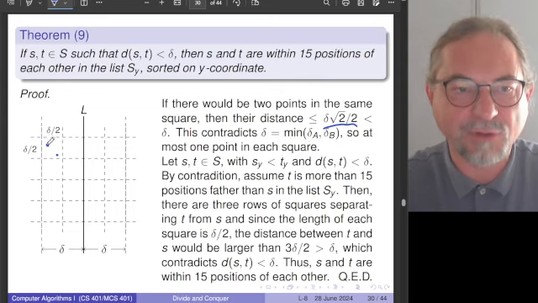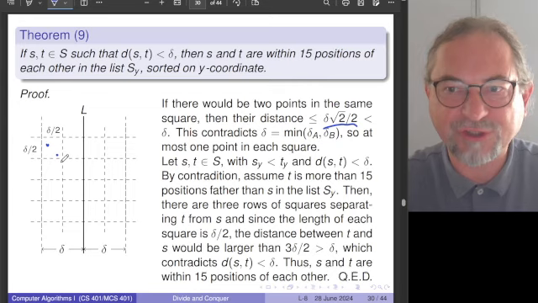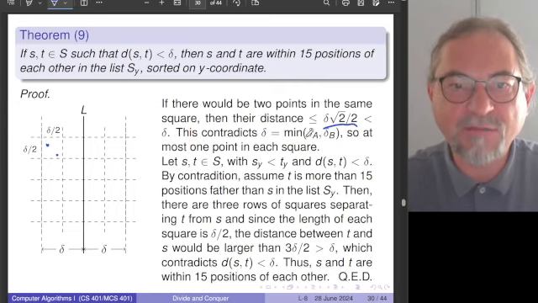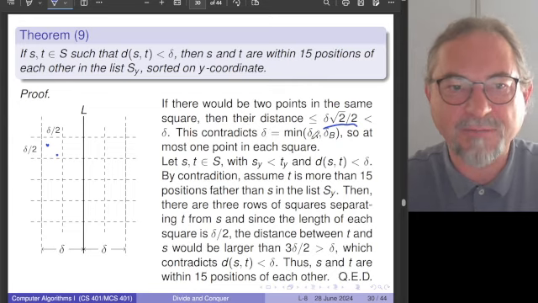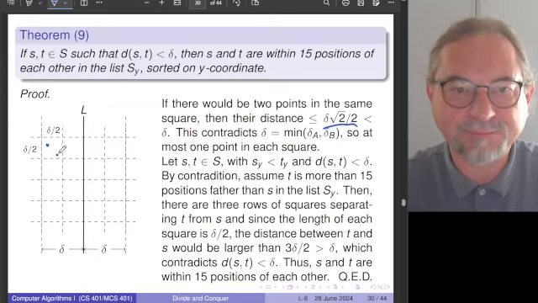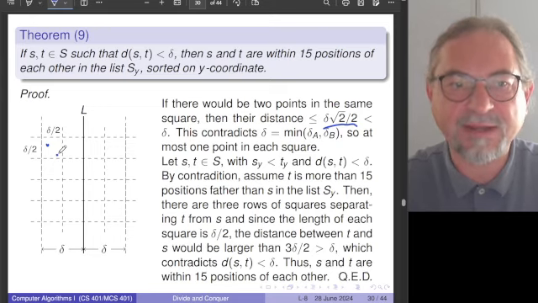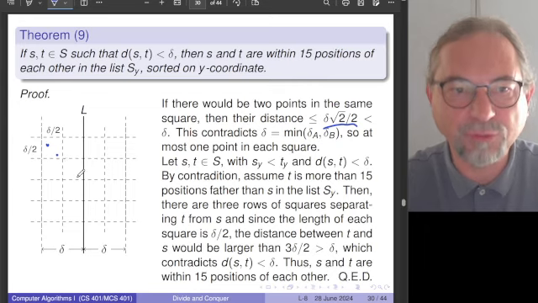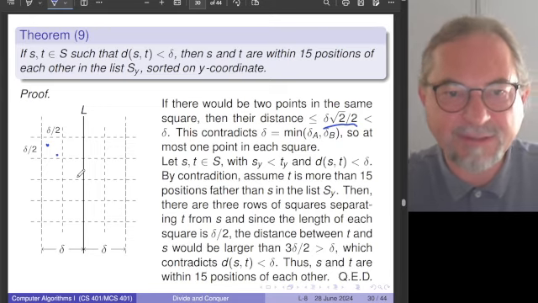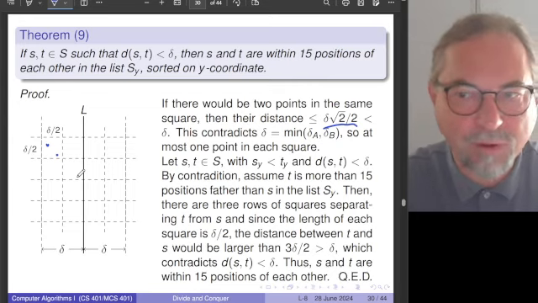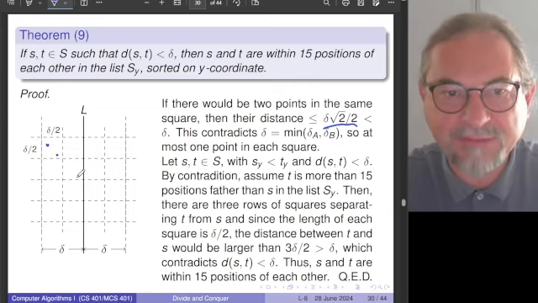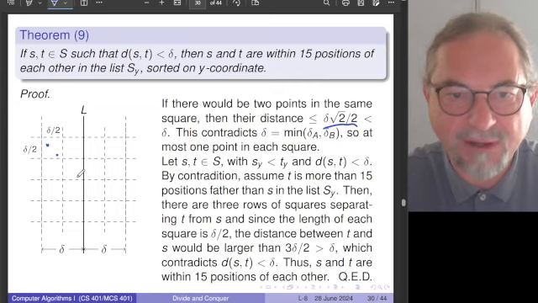So I started drawing two points in a box in the left half. Well, this diagonal here is smaller than delta. So we cannot have two points in the box. And for S and T, we can assume that S belongs to the left half and T belongs to the right half.